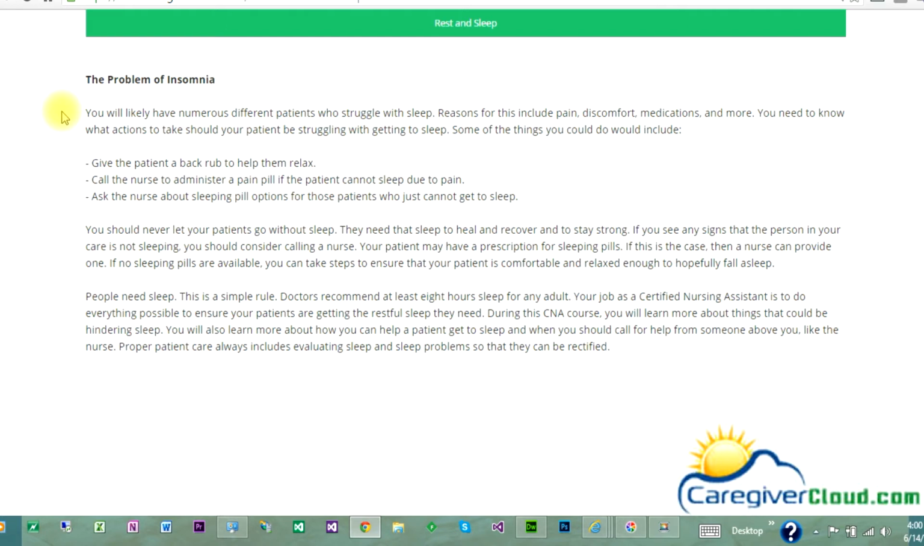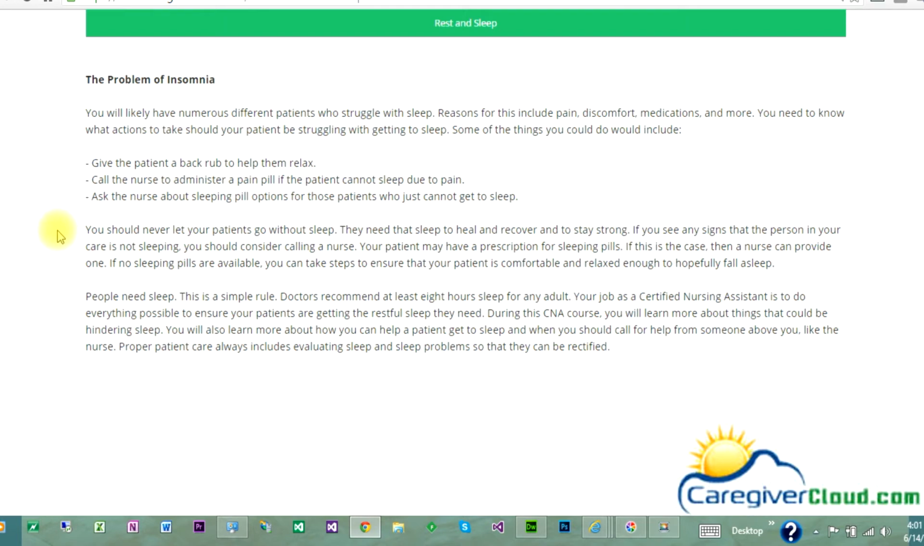You will likely have numerous different patients who struggle with sleep. Reasons for this include pain, discomfort, medications, and more. You need to know what actions to take should your patient be struggling with getting to sleep. Some of the things you could do would include: give the patient a back rub to help them relax. Call the nurse to administer a pain pill if the patient cannot sleep due to pain. Ask the nurse about sleeping pill options for those patients who just cannot get to sleep.